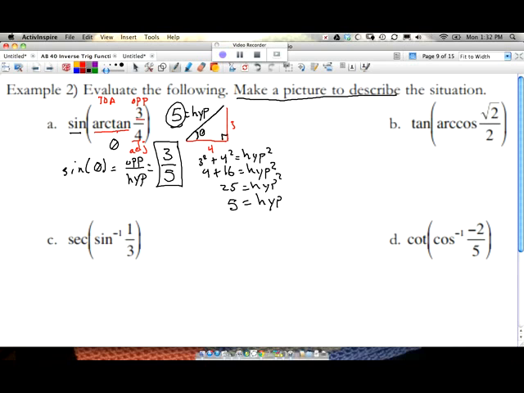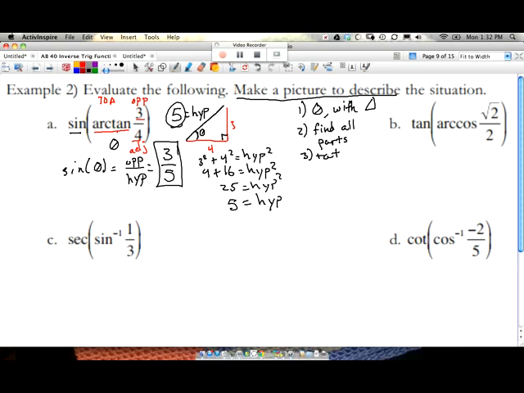So there we go. It's a two-stage process. First thing that we're looking at is theta with a picture, with a triangle, and then we find any missing parts. Find all parts, and then we write the ratio.